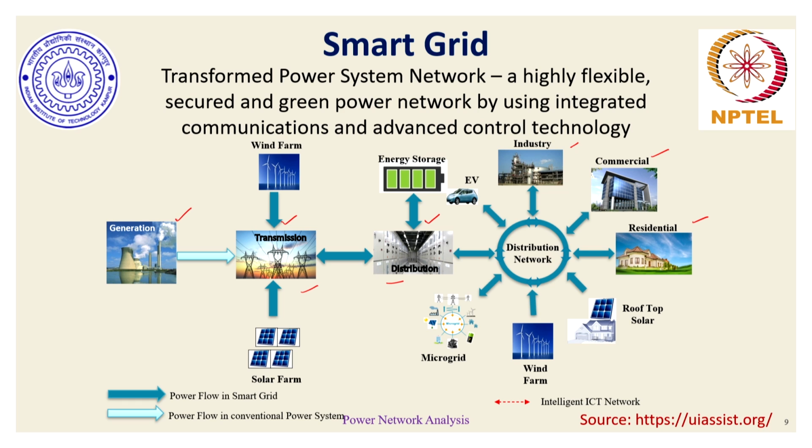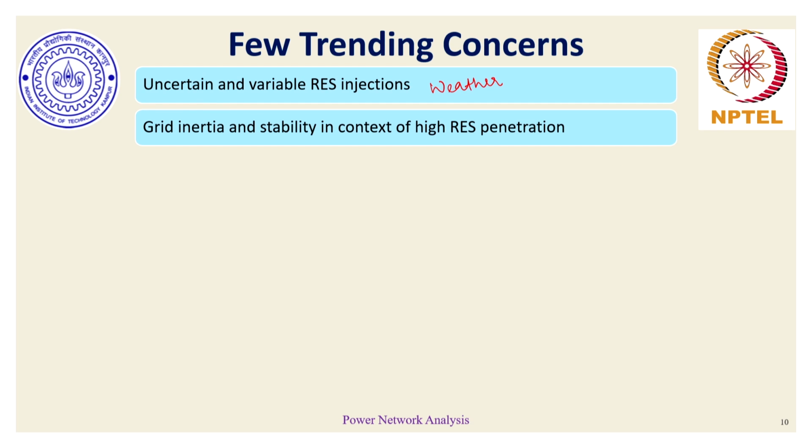Some of the trending concerns which exist in current times are these. A lot of push has been given to integration of renewable energy resources into the existing power network, but these resources are highly uncertain and variable because their generation is heavily dependent on the weather. For solar PVs, it is mostly solar irradiation which is available, while for wind, it's the availability of wind. And we'll talk about the inertia and stability aspect probably in the last module.